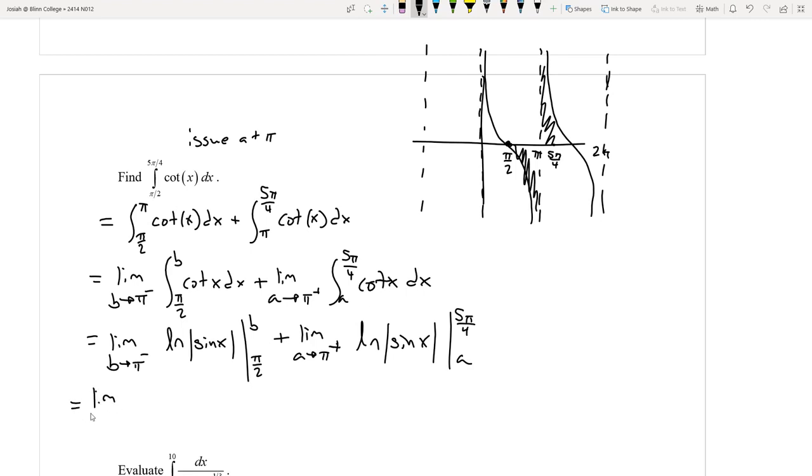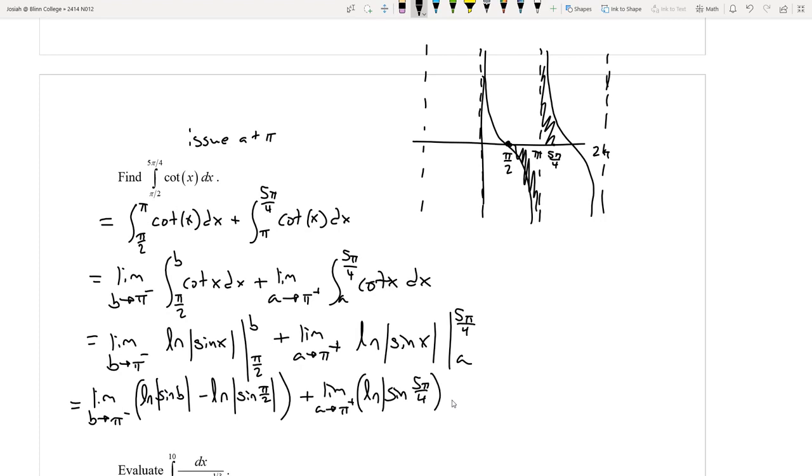So we got the limit as b tends to pi from the left, natural log of sine of b, minus natural log of the sine of pi halves. Plus the limit as a tends to pi from the right, natural log of absolute value of the sine of 5 pi fourths, minus natural log of the absolute value of the sine of a.